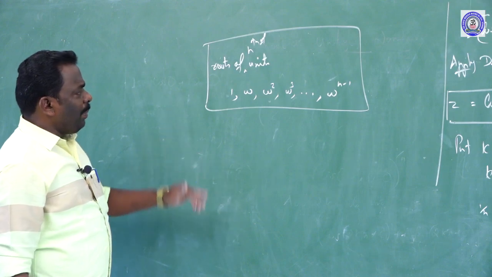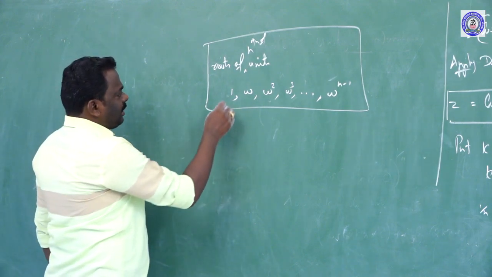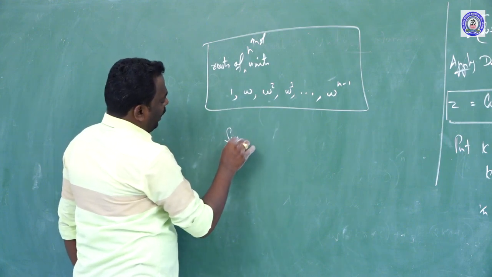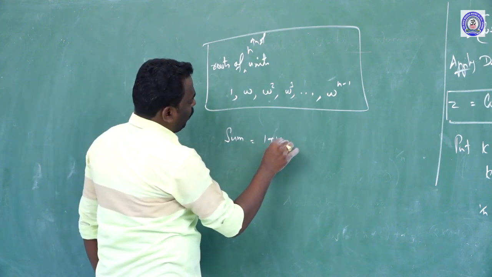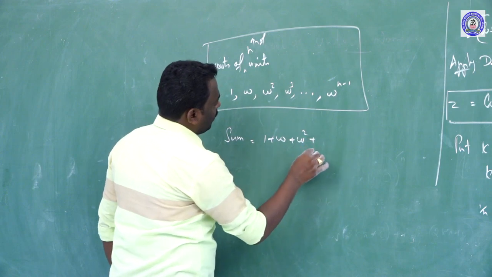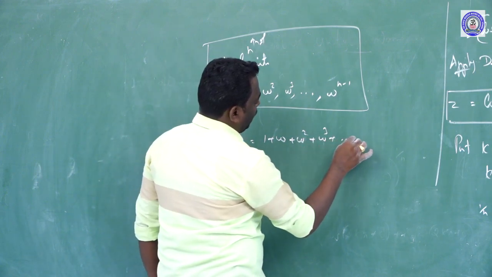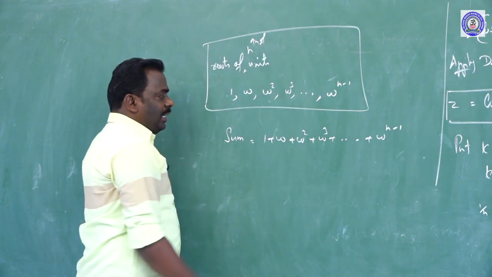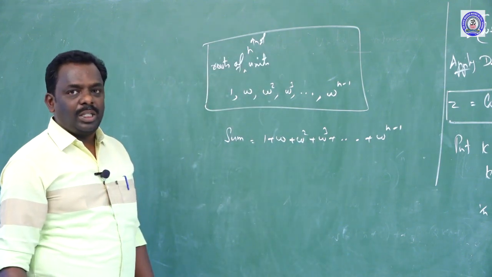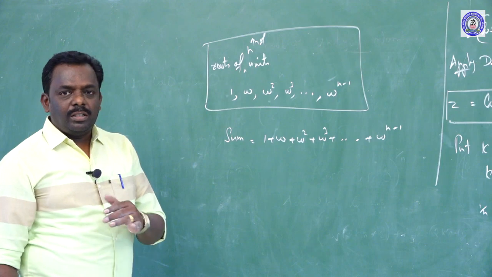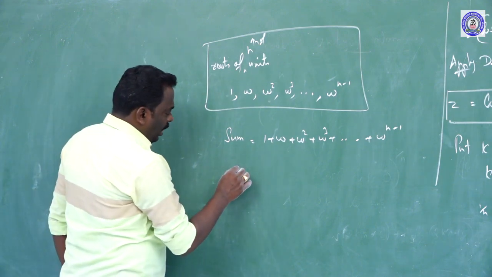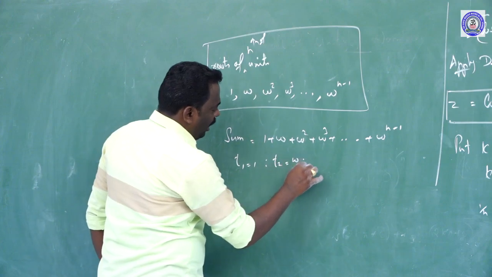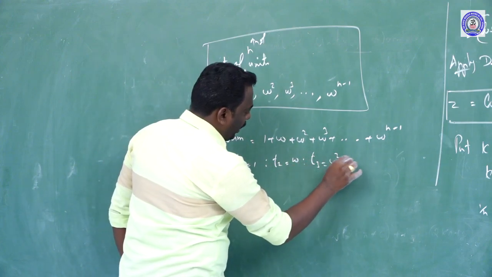Now what are the properties? Just add all the roots of the equation. The sum of the roots is defined by 1 + ω + ω² + ω³ + ... + ω^(n-1). Now see that this summation of the sequence follows a GP. How to say it is a GP? T1 equals 1, T2 equals ω, and T3 equals ω², and so on.